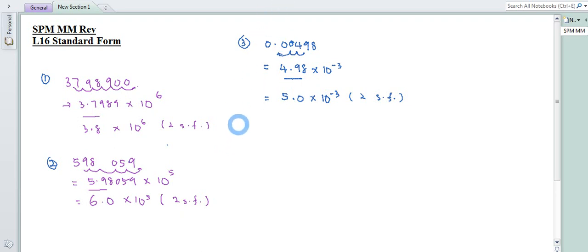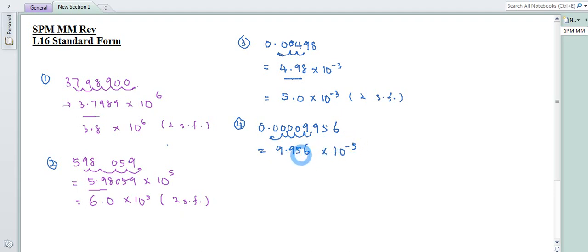Okay, so we try one more. Number 4, 0.00009956. Okay, so I want you to do the same thing, change it to standard form and round it off to three significant figures this time. So first I have to change it to standard form, 9.956 times. Okay, the decimal here, I move it to here, then I need to move back. 1, 2, 3, 4, 5. Okay, so 10 to the power of negative 5.